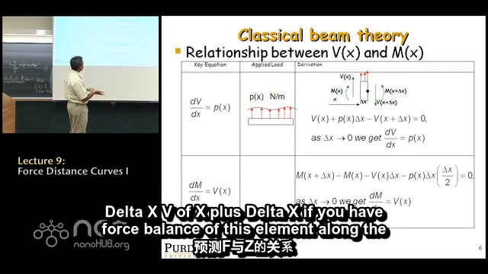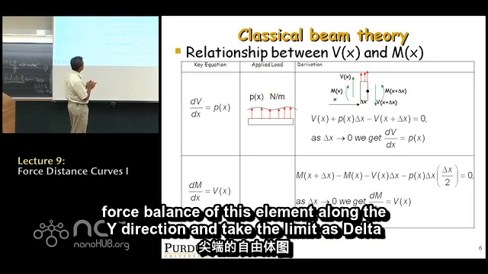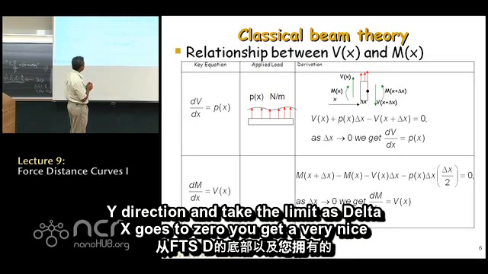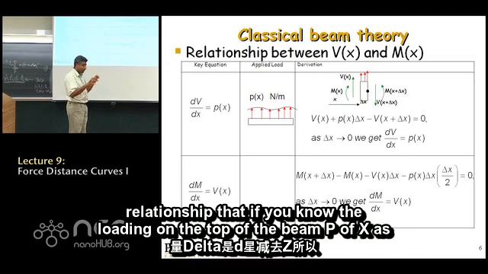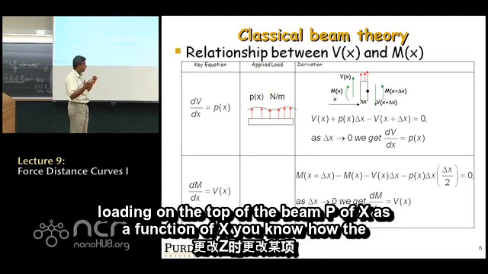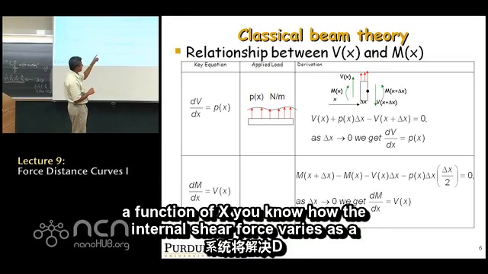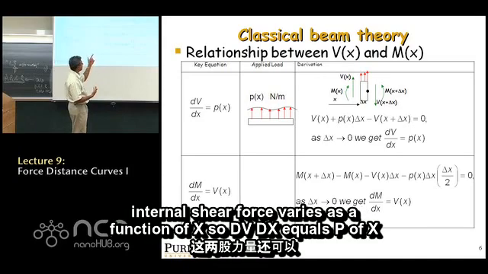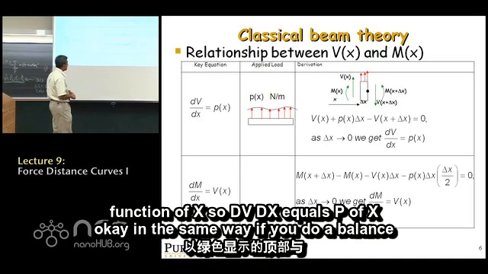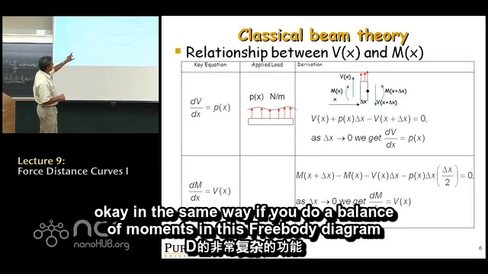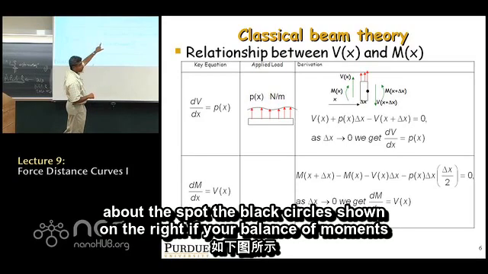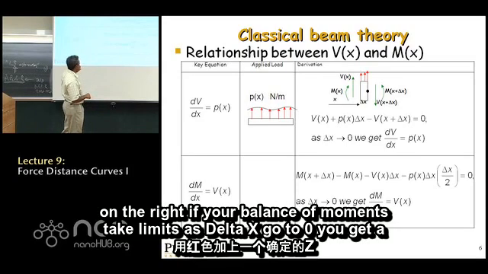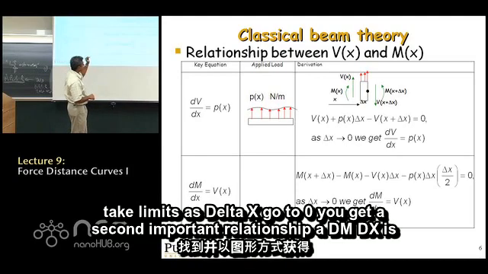If you do a force balance of this element along the y direction, and take the limit as delta x goes to 0, you get a very nice relationship that if you know the loading on the top of the beam, P of x, as a function of x, you know how the internal shear force varies as a function of x. So dV/dx equals P of x. In the same way, if you do a balance of moments in this free body diagram about the black circle shown on the right, and take limits as delta x goes to 0, you get a second important relationship, dM/dx is equal to V of x.